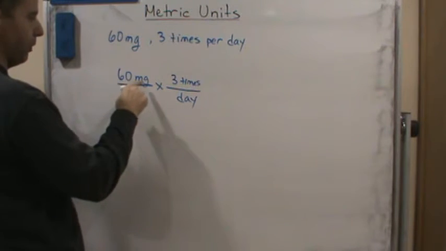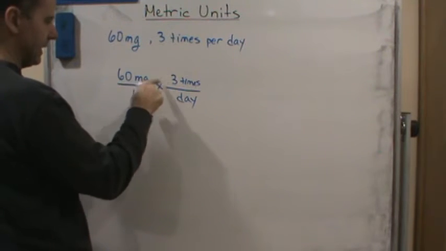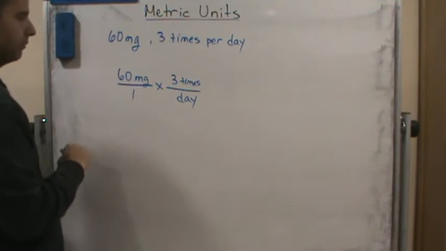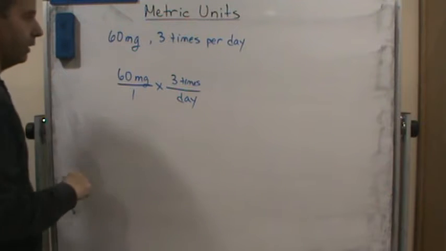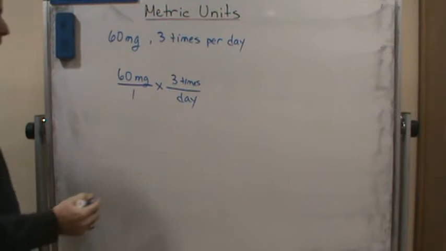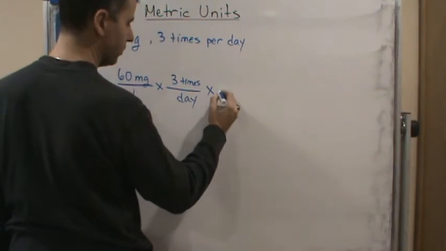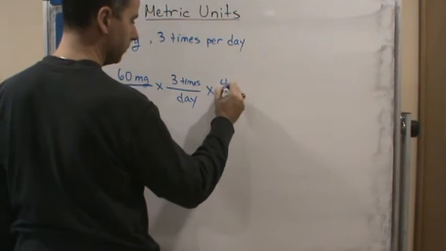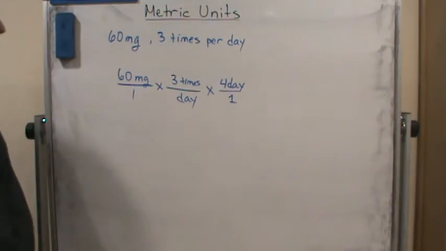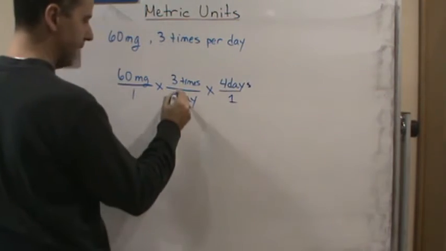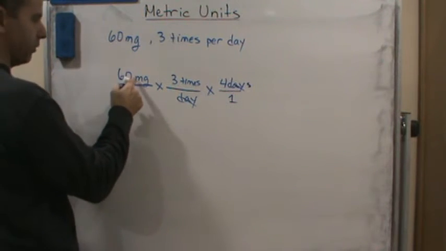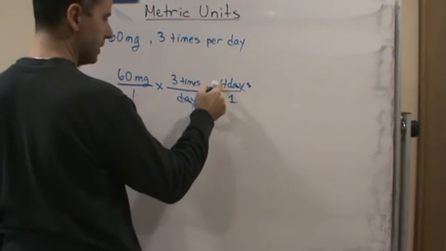And so what do we get? When we multiply this, we get 60 times 3 per day. So we get milligrams per day. But we want to know how many milligrams for the 4 days, right? So how many days are we looking at? 4 days. 4 days over 1, right? We just want 4 days. So now days cancels with days. And so what do we get? We get 60 milligrams times 3 times 4.